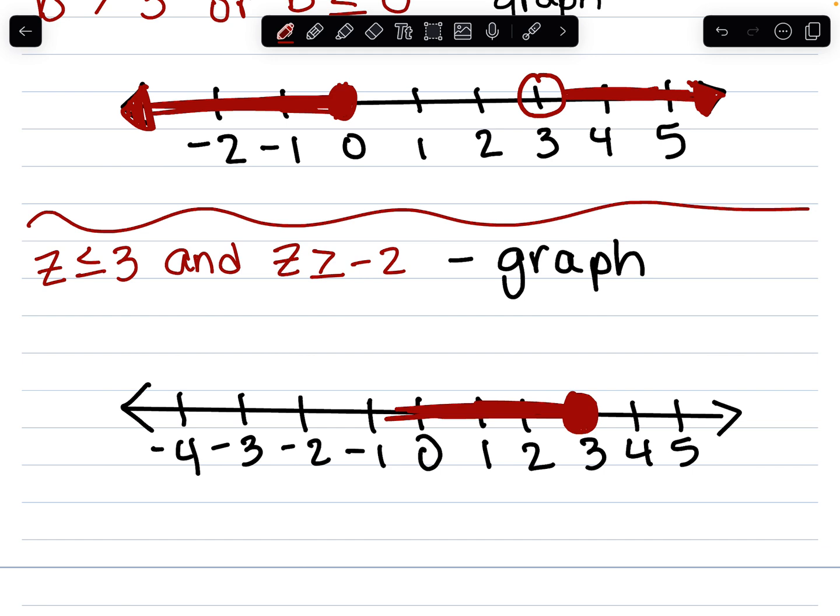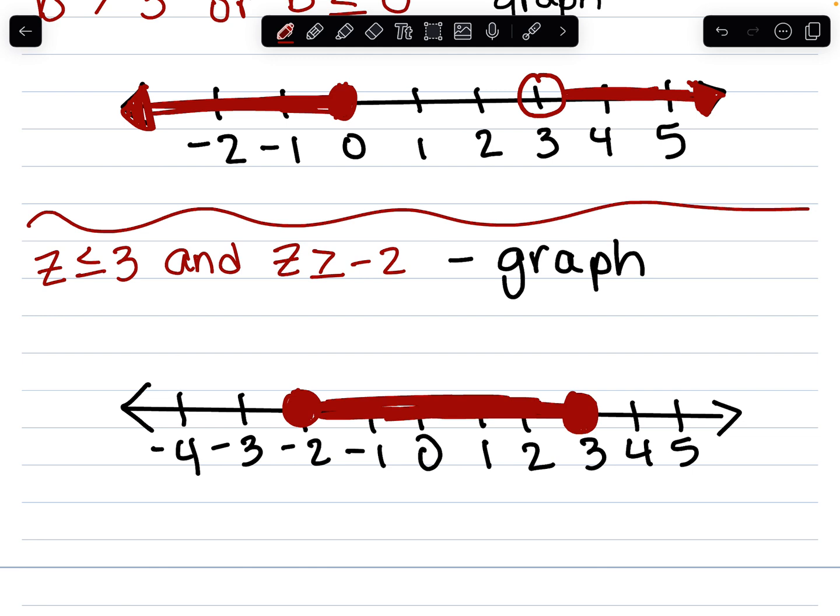What about Z greater than or equal to -2? What type of circle? It would be a closed circle. At -2, greater than or equal will go which direction? Right. Okay, so that's your graph. If I said pick any number that is less than or equal to 3, but it also has to be greater than or equal to -2, what are our choices? All the ones in the red.